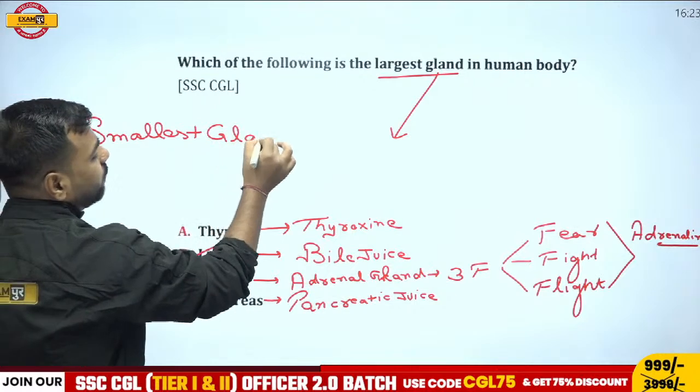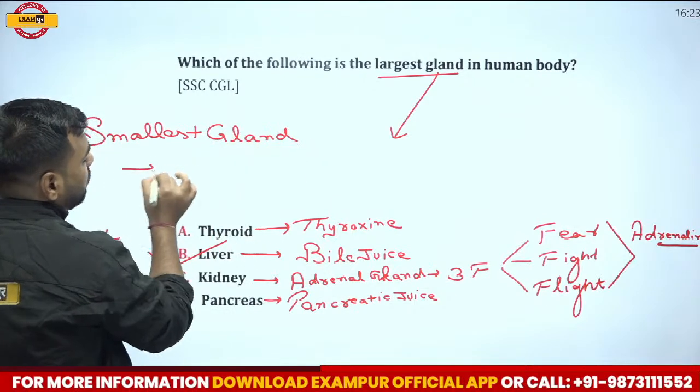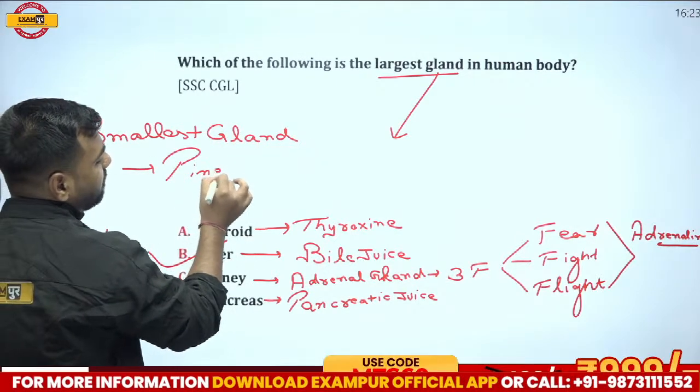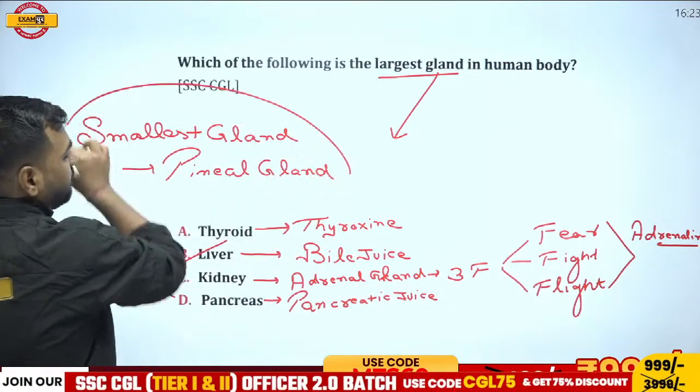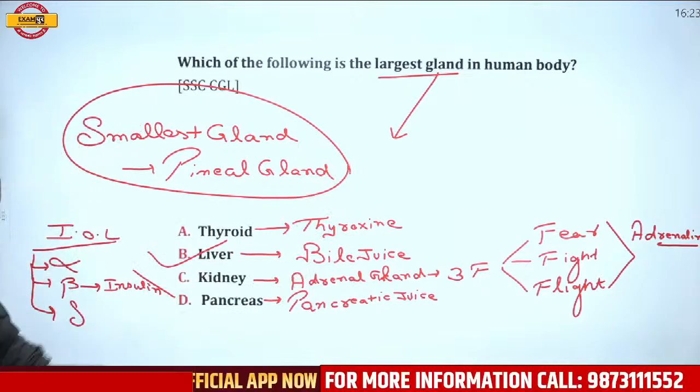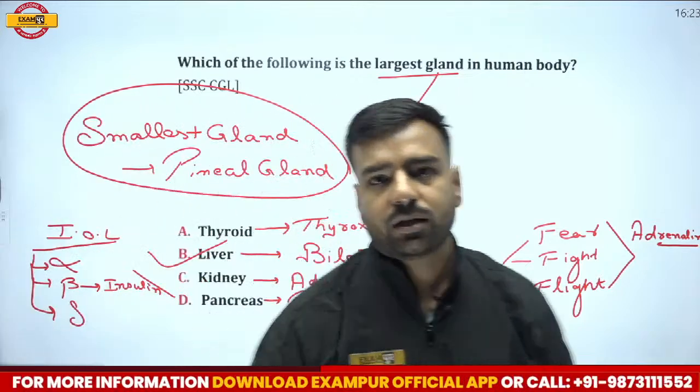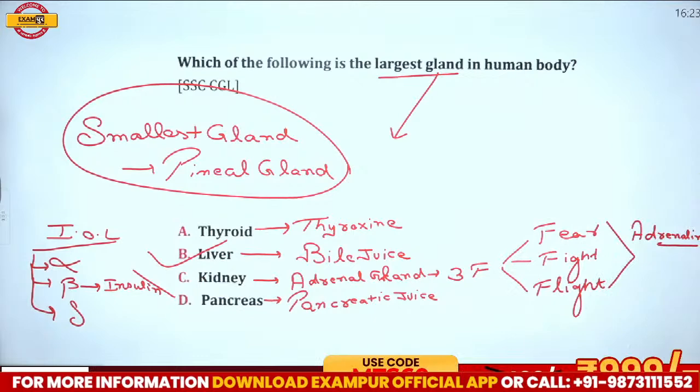Please remember which one is going to be the smallest gland. The smallest gland is the pineal gland. What is that? The smallest gland is actually the pineal gland, and the largest gland is your liver. Very important. Okay, so let's move forward to the next question now.